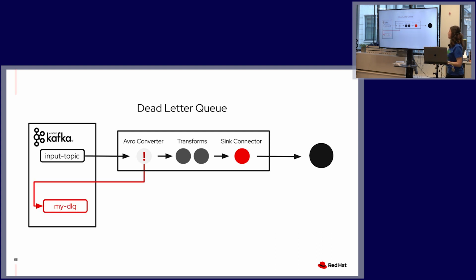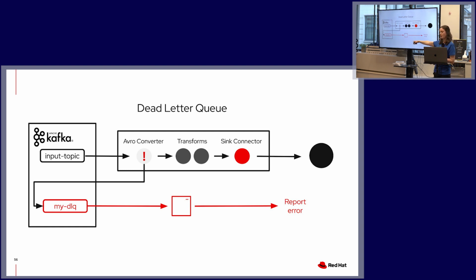But what I can actually do is configure what's called a dead letter queue. This is basically just a topic in Kafka, and you can configure Connect so that any time it hits a failure, it will automatically forward the record that had the problem to the dead letter queue, and then it will continue past it. You can then have an application that's watching this dead letter queue and, for example, reporting an error. It means you don't have your pipeline go down, but you can still keep track of what's happened and which records were the problem.